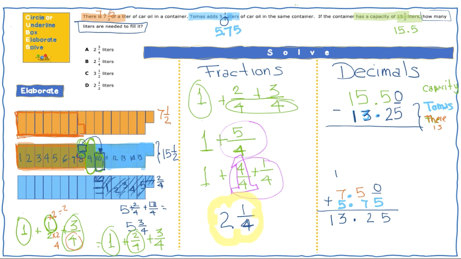Okay, so can I take away 0? Can I do 0 minus 5? No. We're going to regroup the 5. It's going to become a 4. The one we regroup goes here. The 0 goes to the top. Now we can subtract. 10 minus 5, 5. 4 minus 2, 2. Decimal point, bring it down. 5 minus 3, 2. 1 minus 0, 0. So our answer is 2.25 in decimal.